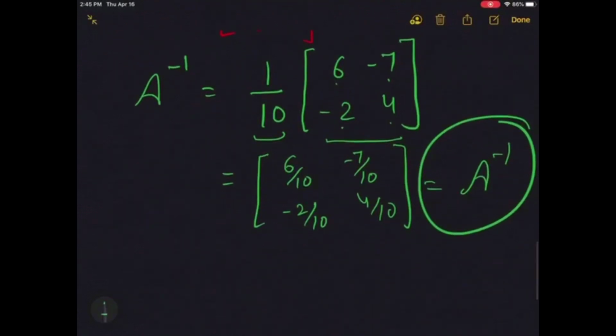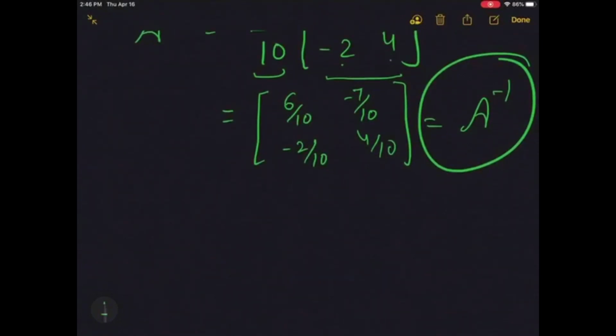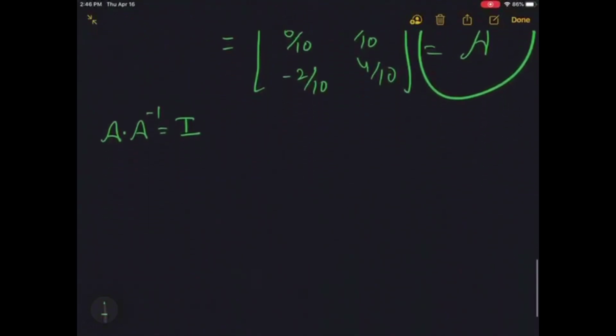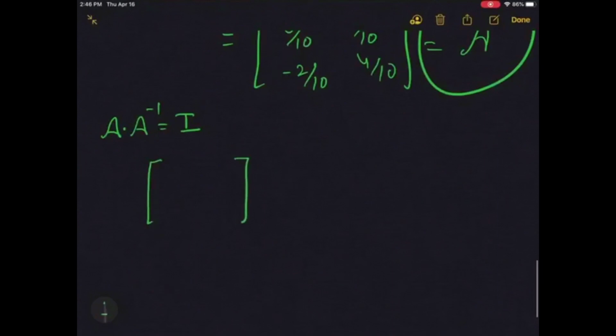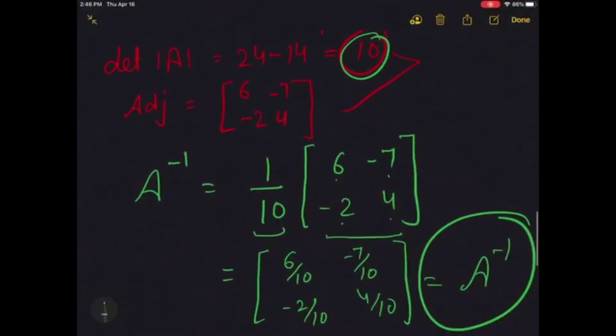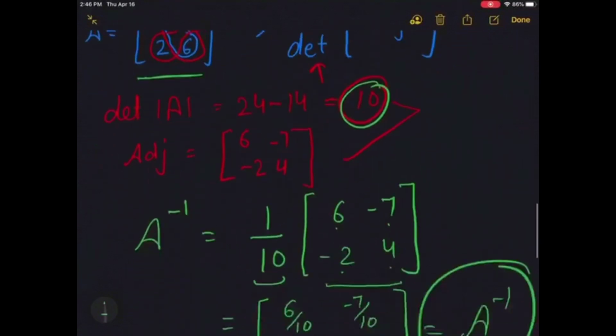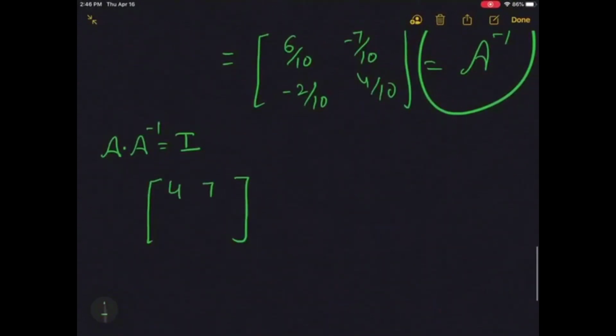Now, I still want you to understand whether this process actually works. Let me show you how to verify that this is my inverse. To verify, if you multiply your original matrix by its inverse, your answer has to be the identity matrix. Let's check if that happens. My original matrix was 4, 7, 2, 6.